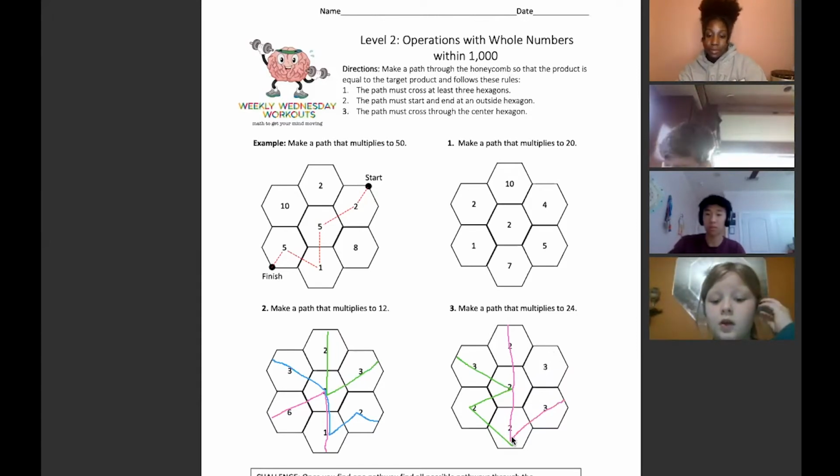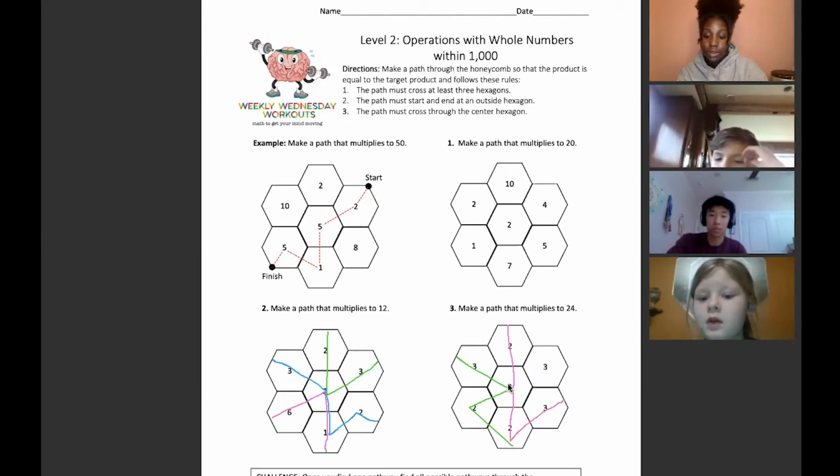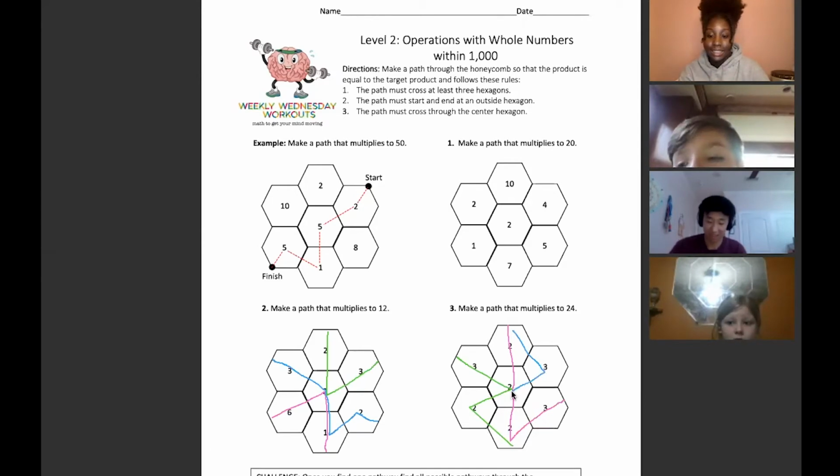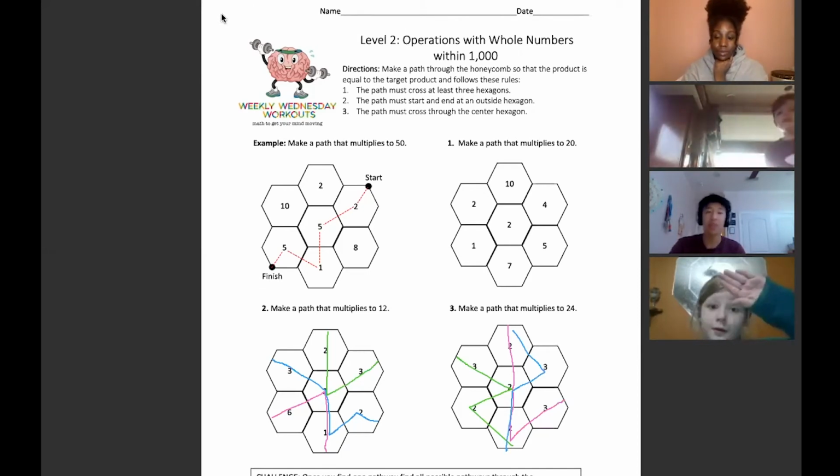Start at the 2 and go to the 3. And then go to the 2 again. And then go down to the 2. Perfect. I think that works out. 2 times 3 times 2 times 2 is equal to 24.